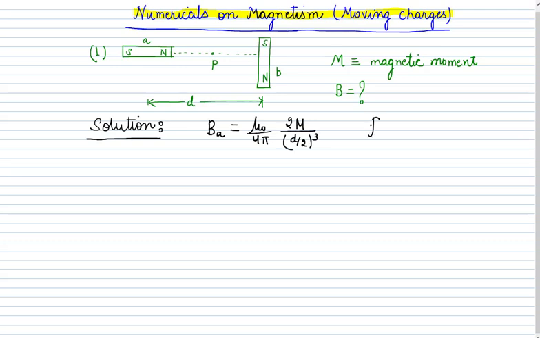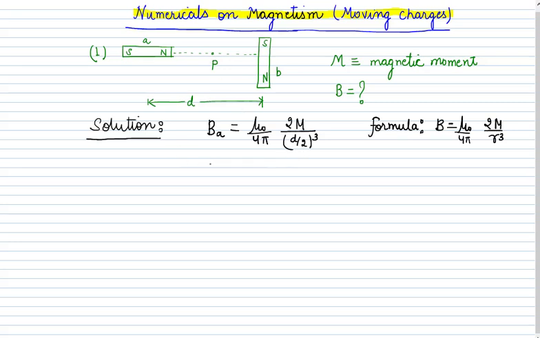So the formula we have used here is B equal to mu naught upon 4 pi, 2M upon r cube. This formula we can easily get from the Biot-Savart law in terms of the magnetic moment. Since in the question the magnetic moment for each magnetic dipole is given as capital M, we utilize the formula, and in this case r is the distance from this magnetic dipole to the point P where we have to calculate the magnetic field. So this we have taken as d by 2.